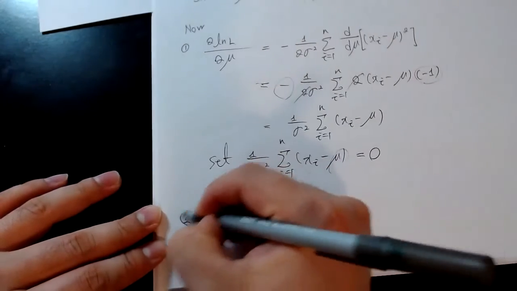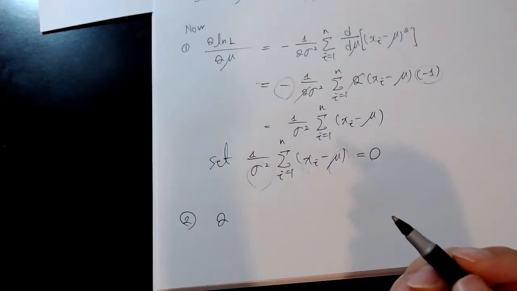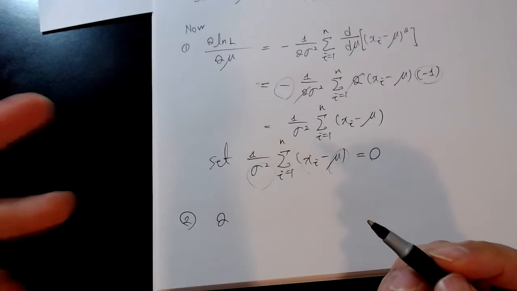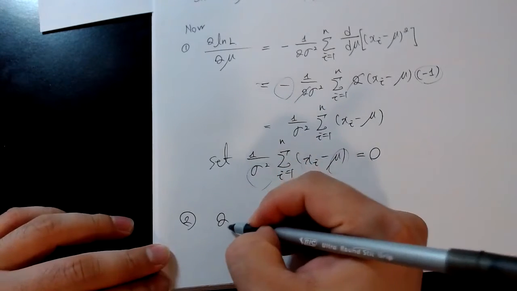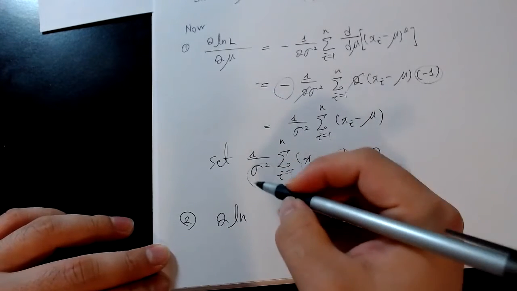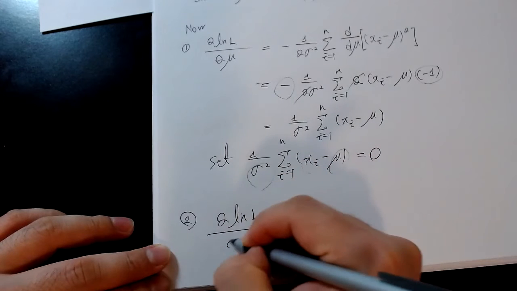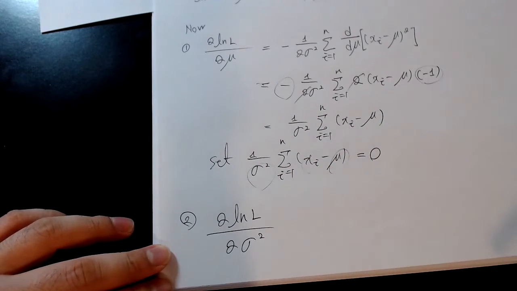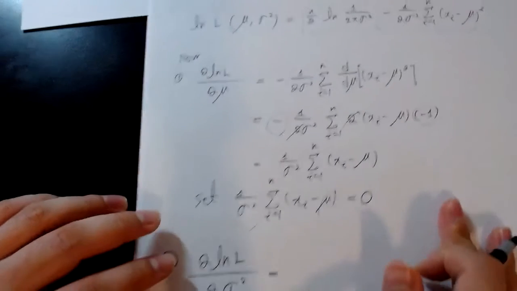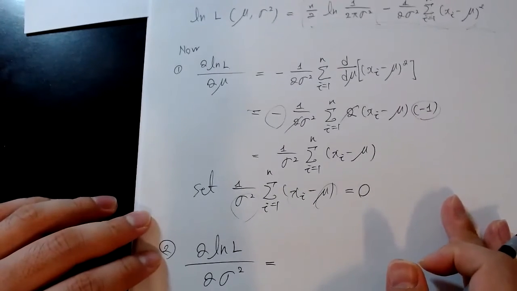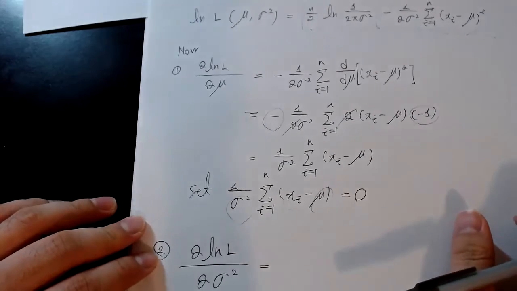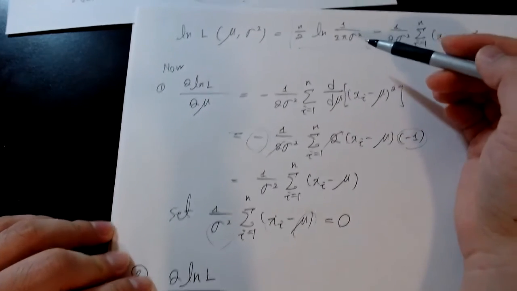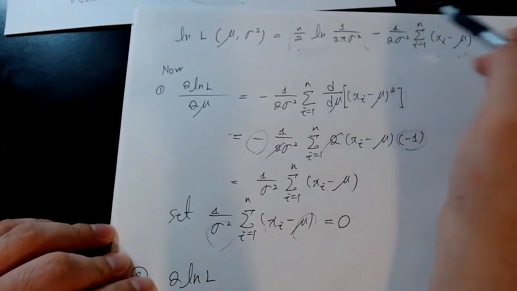So now the second one we take, to get the second condition, the information for mu and sigma square. We will take a partial derivative of the natural log L with respect to sigma square. Okay. Then that is equal to, you see that right there? We need to take a derivative.